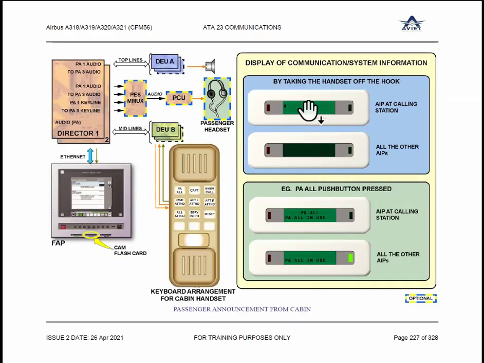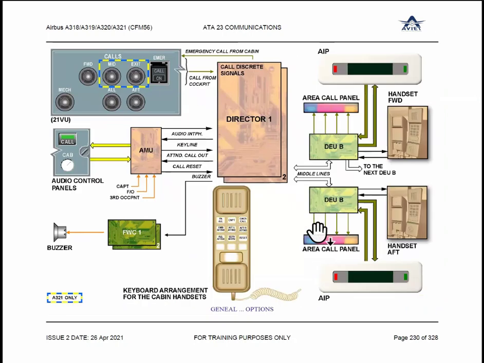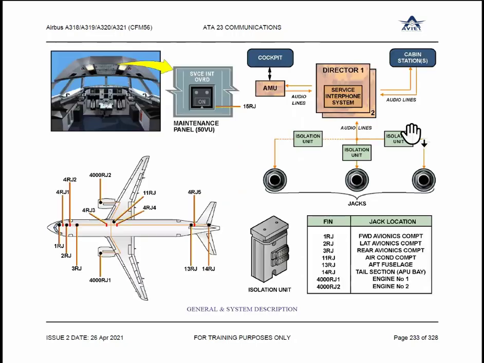When the PA is made, what they will see during and after the announcement is same. This is the call panel: same call panel, same indications, same process. So no changes. Service center phone, nothing, 100% same. All the jacks are same. Connected to the director, you can have a call from the cockpit as well as cabin.